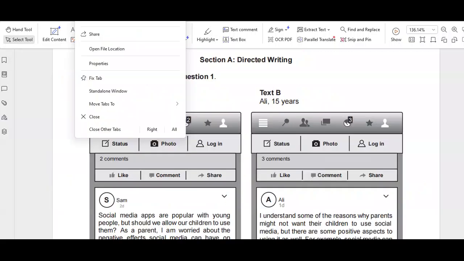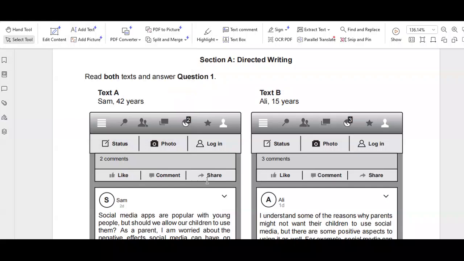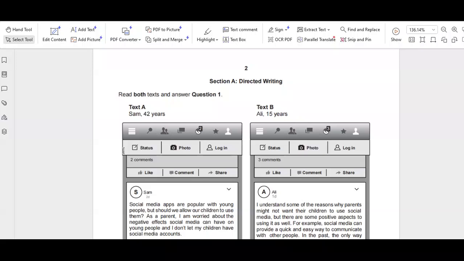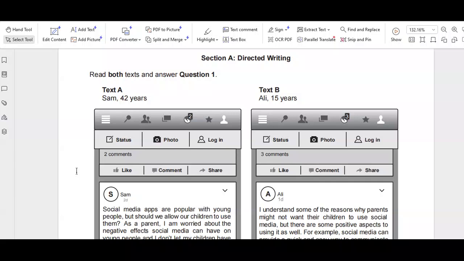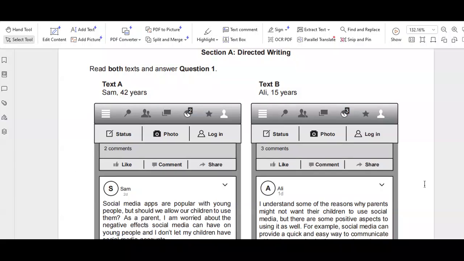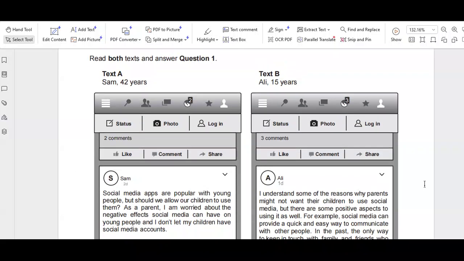Usually the genres given for your directed writing sections are formal or informal emails or letters, blog posts, speeches, articles, and reports. There is no specific pattern that the examiner is going to give a report in one year, and then in the next exam series, a formal letter or informal email. No, there is no such criteria.